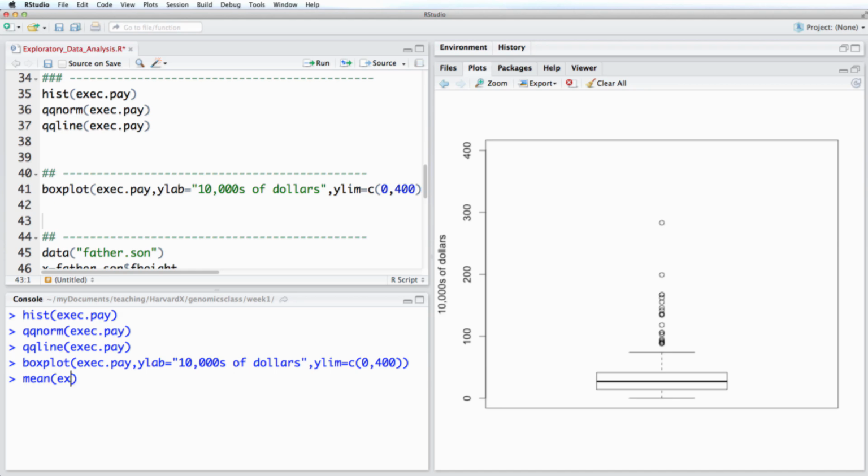Let's look at what the mean is, and what the median is. So the median is about half what the mean is. So then we have the 25th percentile in here and the 75th percentile. So this box here is showing us where 50% of the data is, where the middle half of the data is included in this range here.